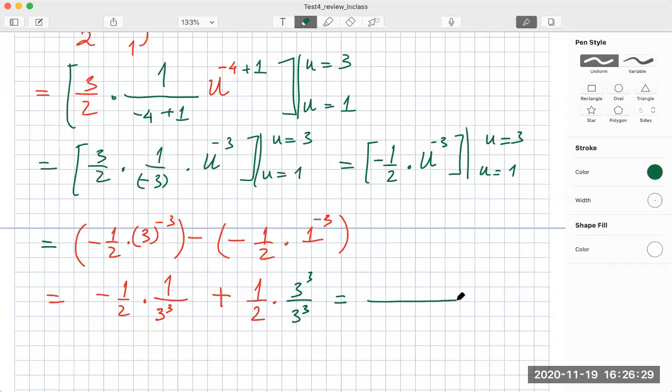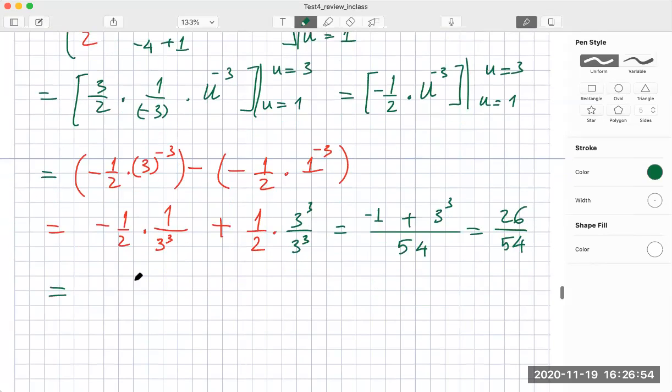3 cubed is 27. Times 2 gives us 54, right? And here is negative 1 times 1 and plus 3 cubed, which gives us 26 over 54. They are all even numbers, so we can divide by 2, which gives us 13 over 27. That's it.